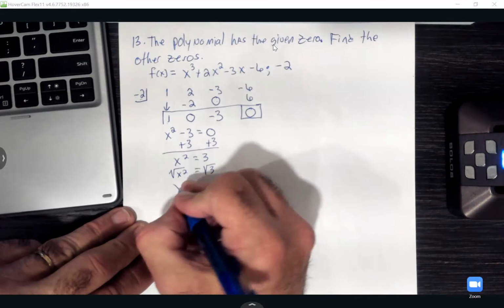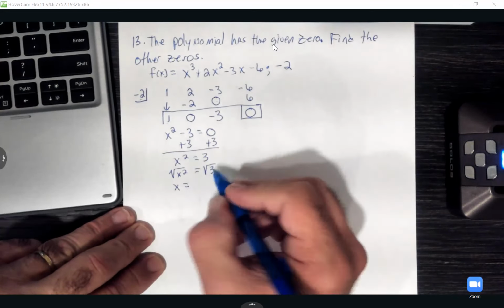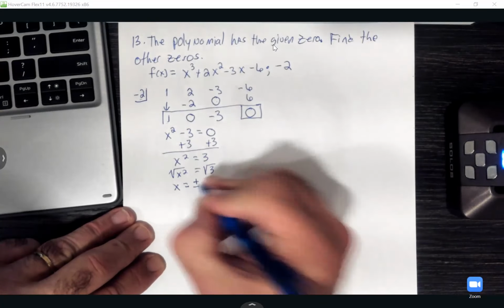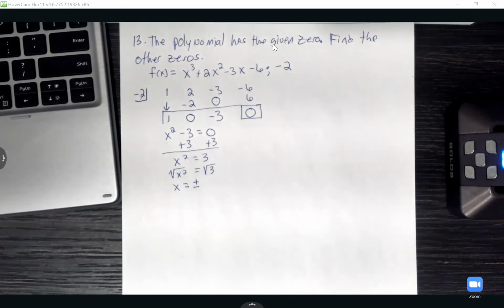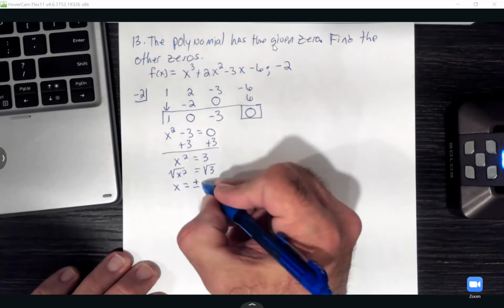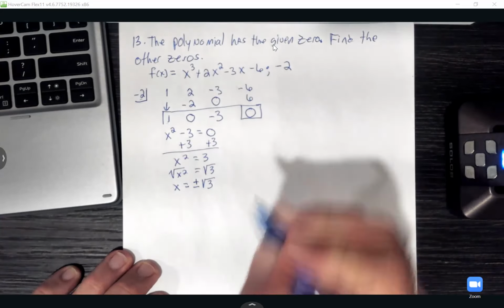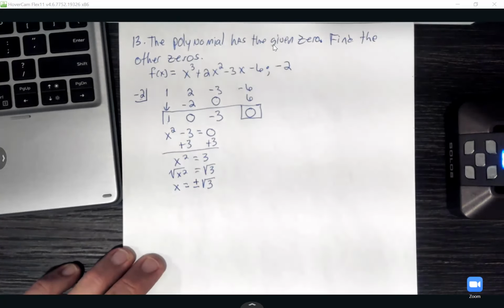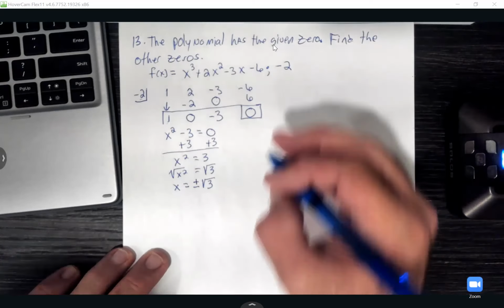So y'all, that's going to give us an x. Remember, square root of 3 is going to be a plus or minus. And y'all, we can't do nothing with that square root of 3, so I'm going to leave that a square root of 3. Now, here's where people get in trouble.